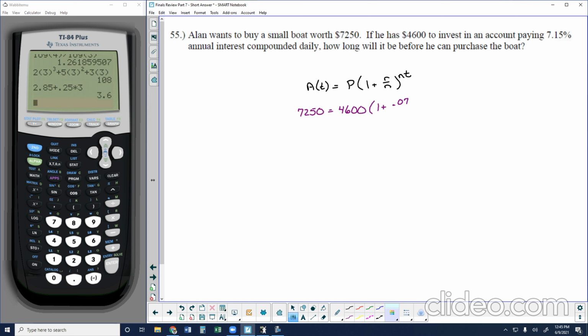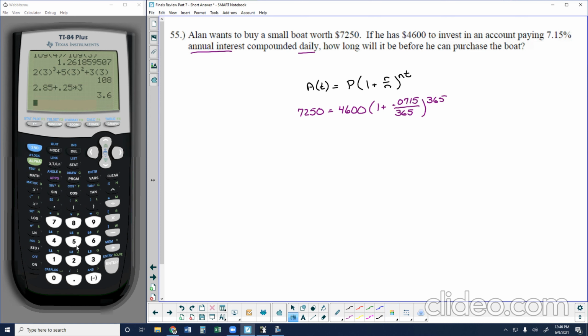So when inputting that into the equation, I'm going to turn that into a decimal, 0.0715. This is going to be over n. And now remember, n is the number of times that it's going to compound in a period. So this is annual interest, so my period is in years. My time is in years. It's compounded daily, so it's going to compound 365 times in the year. So now I need to solve for t.